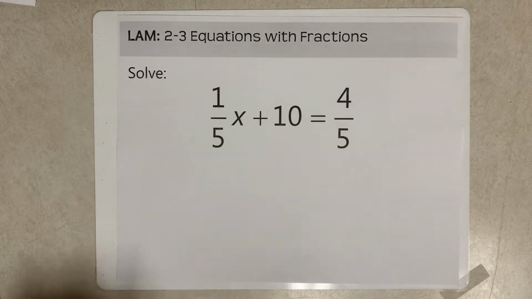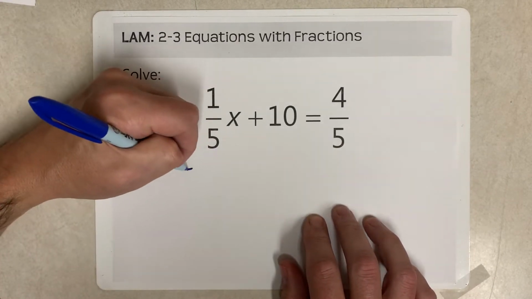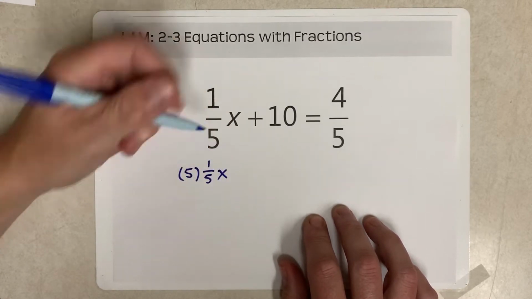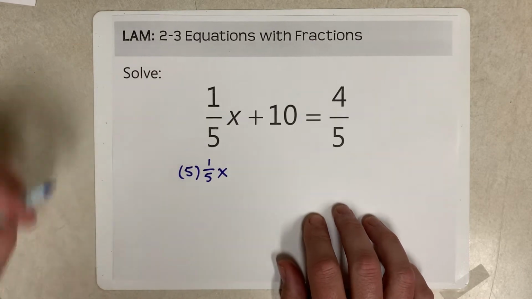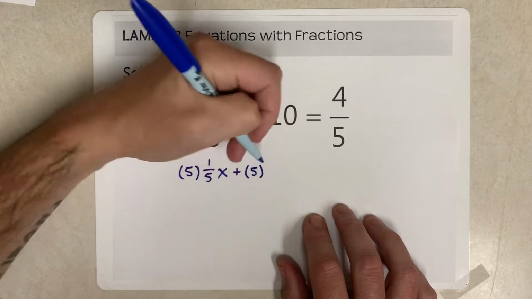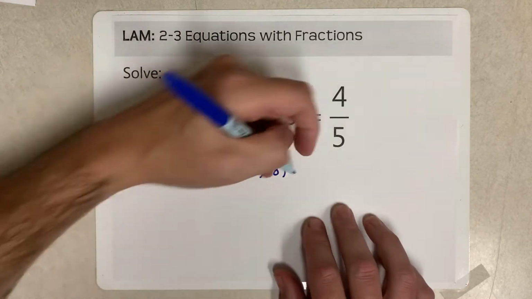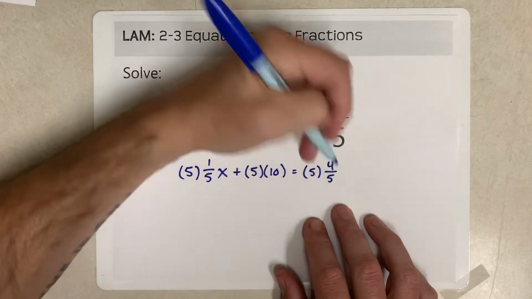Okay, this one has 2 5's in it, so our common denominator is 5, and so we're going to multiply everything by 5. 5 times 1/5 x. Notice I didn't put it in parentheses this time. You can if you want to. I'm going to choose not to this time. Plus 5 times 10. I am going to put that in parentheses, or it's going to look weird after the 5. Equals 5 times 4/5.